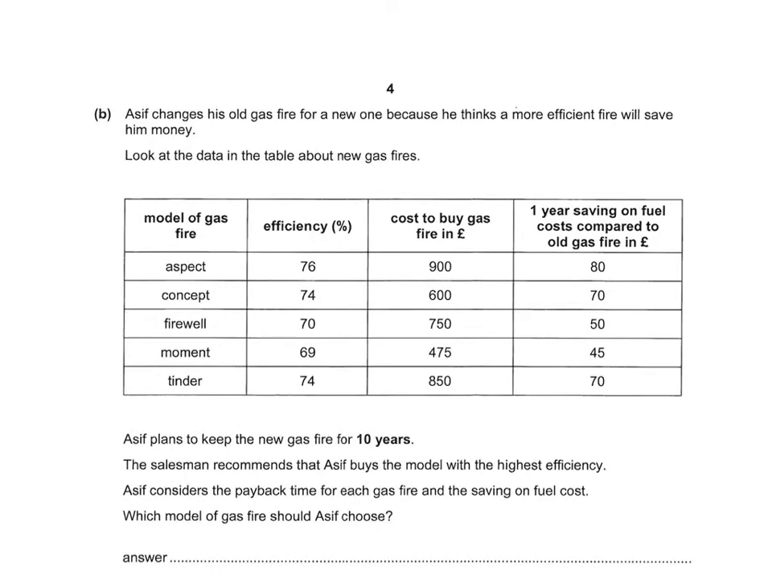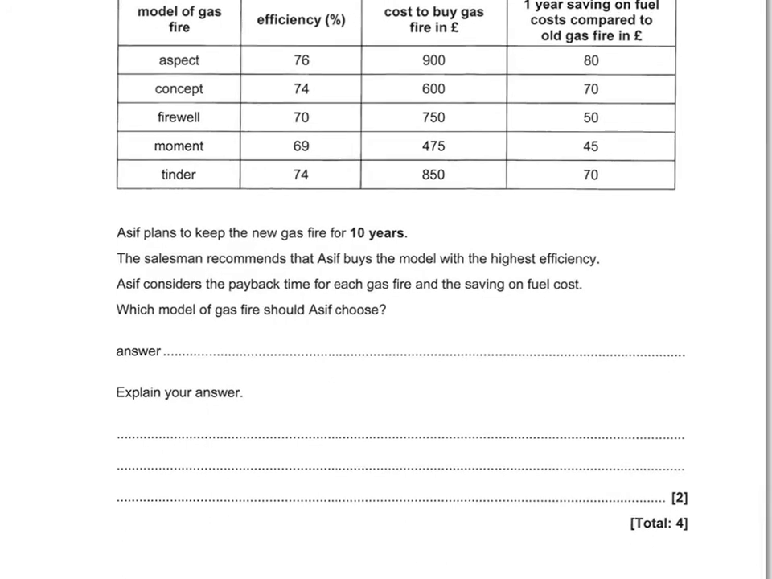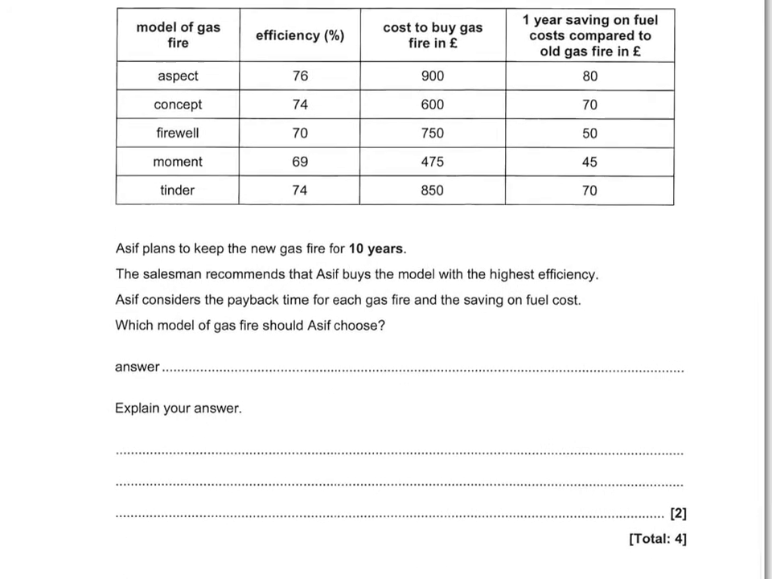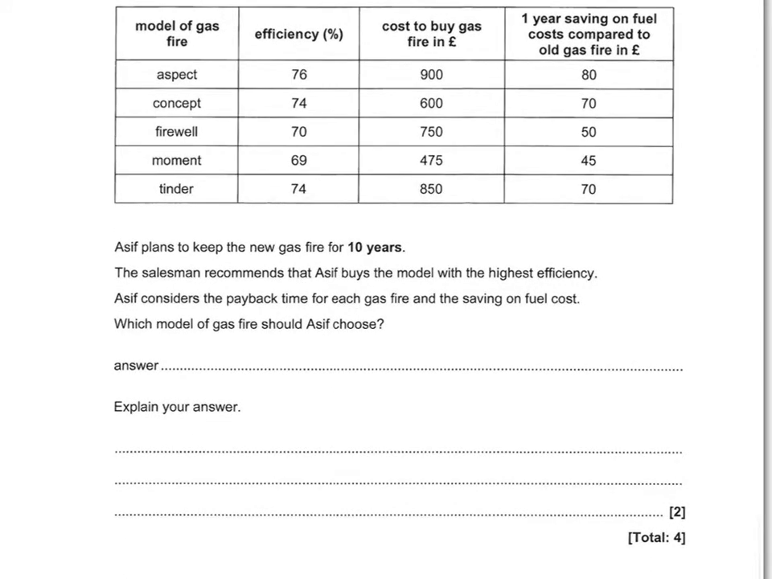Next question. So Asif changes his old gas fire for a new one because he thinks a more efficient fire will save money. Look at the data and tell about the new gas fire. So you've got the efficiency, cost to buy the gas fire, and the saving each year. Asif plans to keep the gas fire for 10 years. The salesman recommends that Asif buys the model with the highest efficiency. Asif considers the payback time for each gas fire and the saving on fuel cost. Which model of gas fire should Asif choose?